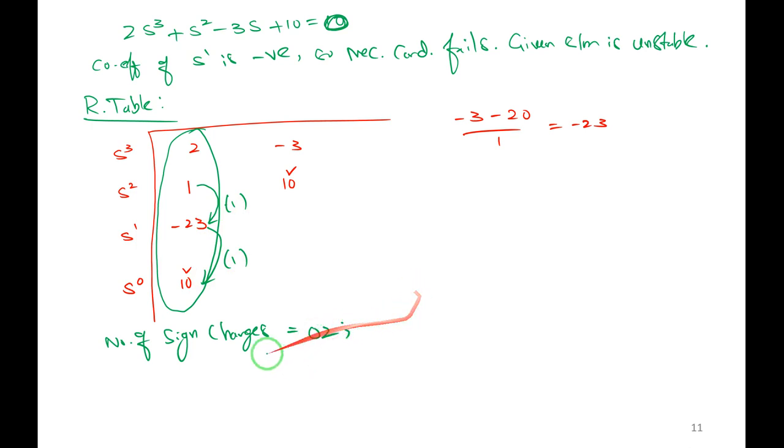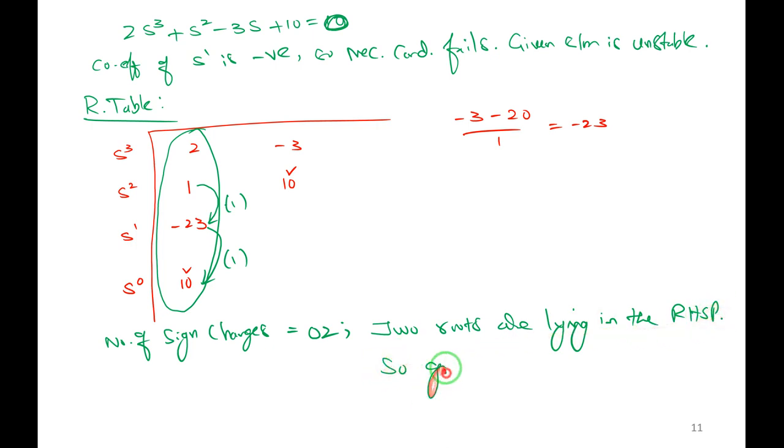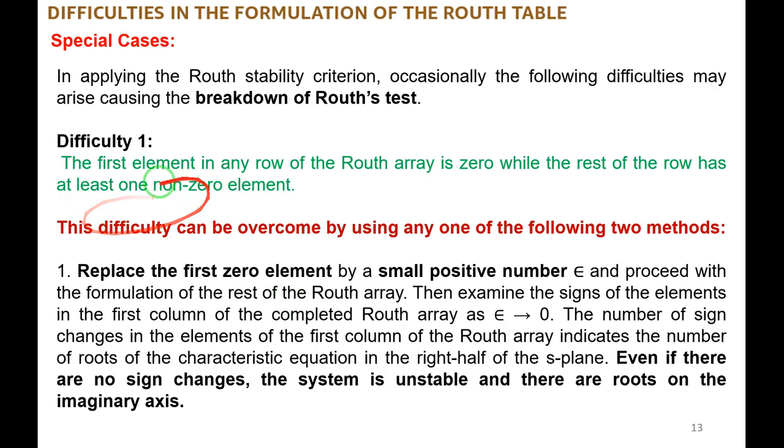Good, very good. So what information am I getting? If there are two sign changes, it means two roots are lying in the right half of the S plane. So the given system is unstable. We use the Routh array to find out how many roots are lying in the right half of the S plane; the number of sign changes gives the number of roots in the right half of the S plane. It's already 10:48. Okay, let me continue with the next topic. I will just tell difficulty one, and if time permits, I will take up the numerical on this, right? Okay.